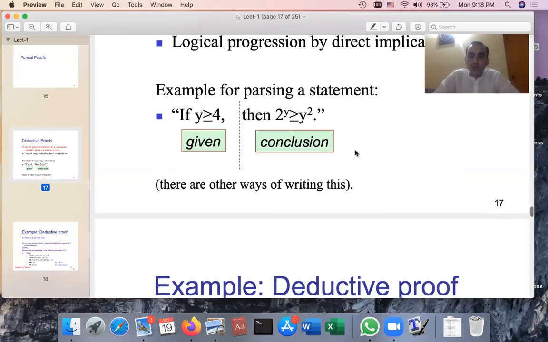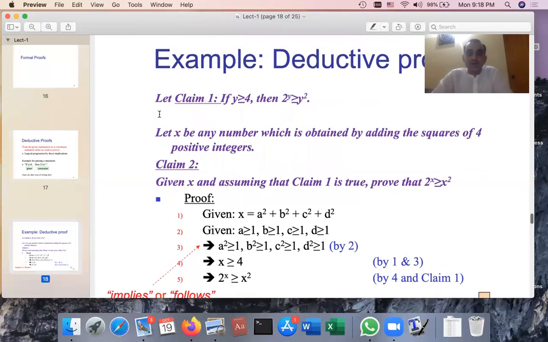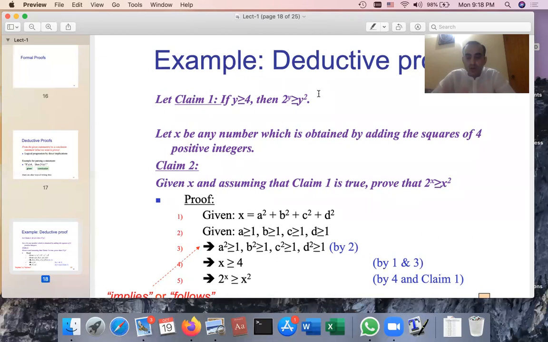So how can we do this? We can see this here. First we are supposing, or introducing, a claim, the claim of the problem: that if y is greater than or equal to 4, then we have to prove 2 raised to the power y is greater than or equal to y square. For this, we have to suppose some number, because here y is given to us, but we don't know what this y is. So we suppose let x be any number. We don't know the actual kind of that number, but it is any number.